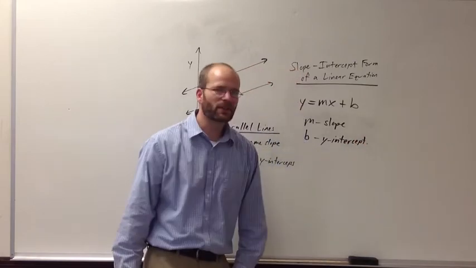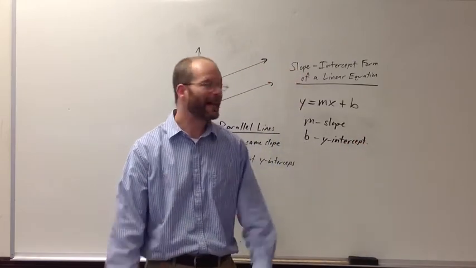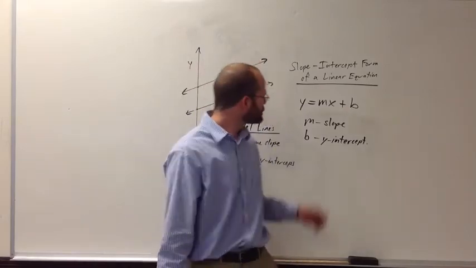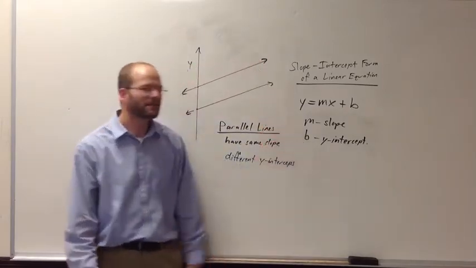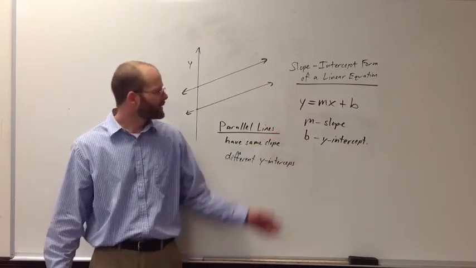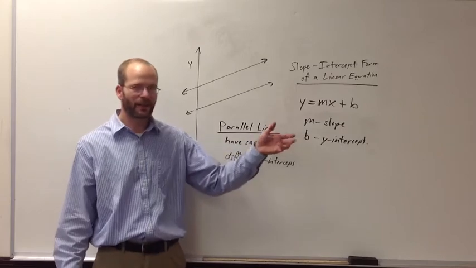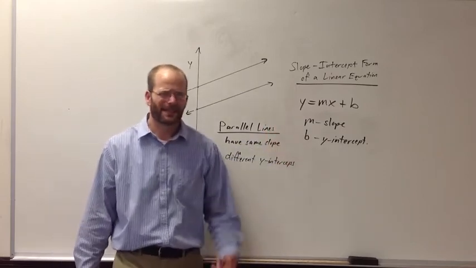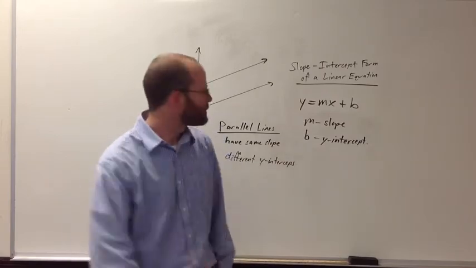So if I'm given the equations of two different lines, and I'm asked the question, are the lines parallel? All I need to do is look at the slope and look at the y-intercept. If the slope is the same and the y-intercept is different, then they're parallel. If the slopes are different, then they're not parallel. They couldn't possibly be. If the slopes are the same and the y-intercepts are the same, then it's actually the same line. Let's just look at a couple of examples real quick.